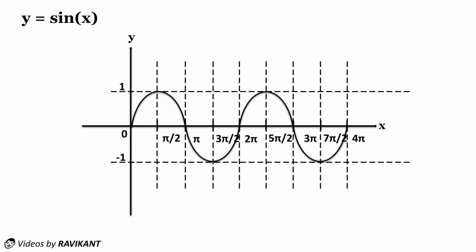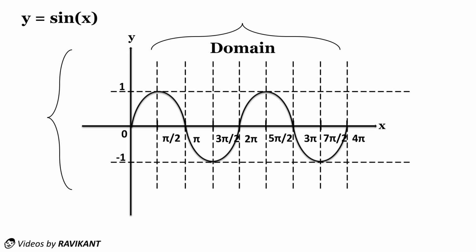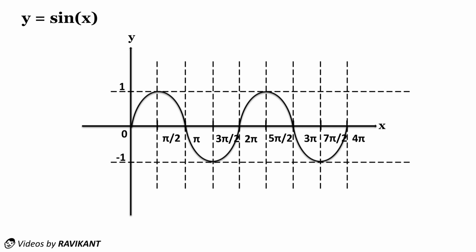Now it's time to find out the domain and range. To find the domain, we will look at the graph from the top side, and to find the range, we will look at the graph from the left side. First we find out the domain of the sine graph, and for that, let's give a torch flash from the top side.